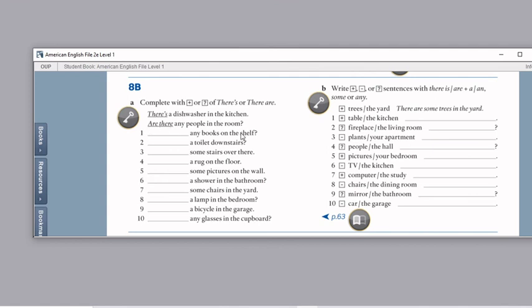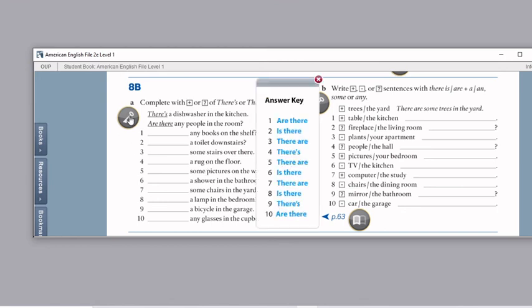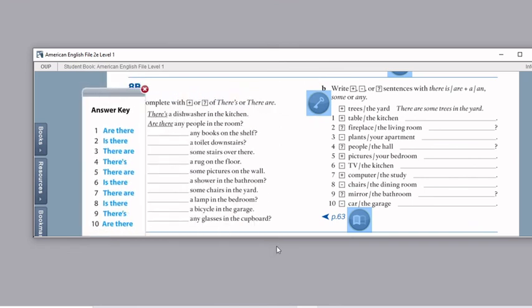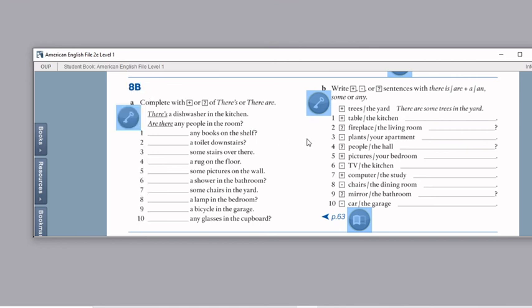So you have to decide if the sentence is a question, plural or singular, or if it is affirmative, plural or singular. Stop the video and decide what is the answer. Okay, let's check the answers. Very good. Now let's go to letter B.